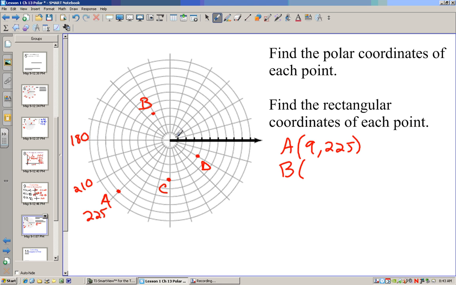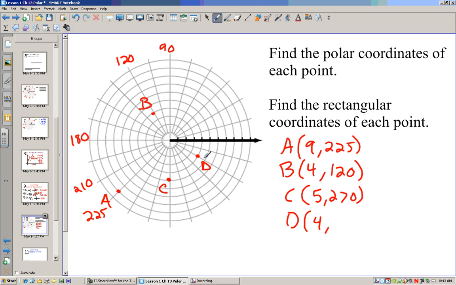B is, if this is 90, add 30 to it to be 120, and it's up 1, 2, 3, 4, 120. C is 1, 2, 3, 4, 5 at 270. And D is 1, 2, 3, 4 at 330.